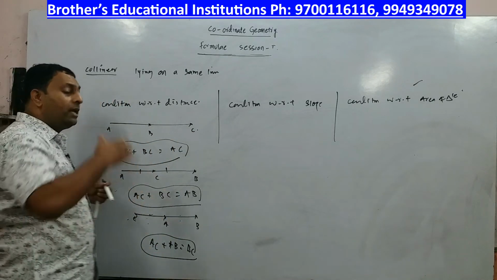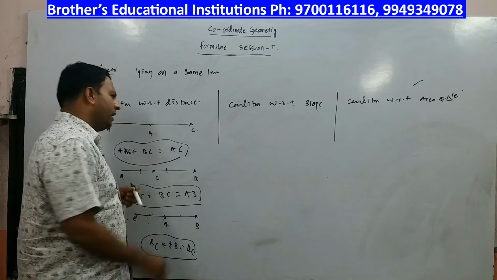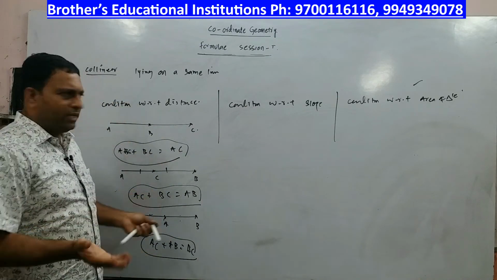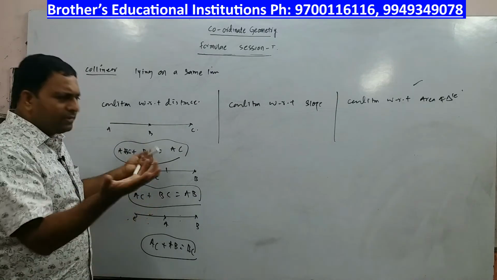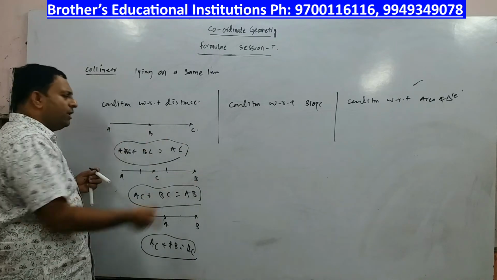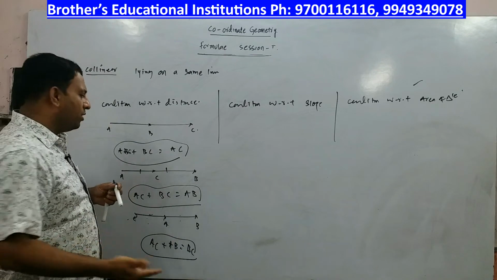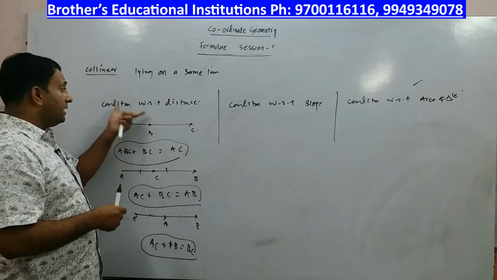What do you mean by collinear? Lying on a same line. Alright, there can be many points, instead of 3 there can be 100 points collinear. For them the condition is different. But when 3 points are given to you, how do you apply the condition and say that they are collinear? Any one of these conditions, and this is with respect to distance.